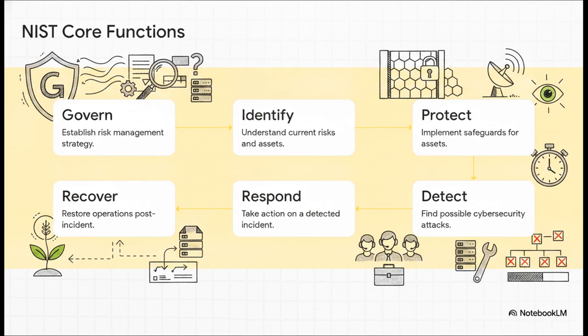It starts right in the center with govern, establishing your organization's overarching risk management strategy. Then we identify our current risks and assets. Next, we put safeguards in place to protect those assets and implement systems to detect anomalies and potential breaches. When an incident inevitably happens, we have to be ready to respond to contain the damage. And finally, we recover and restore normal operations. Mastering each of these 6 buckets is absolutely vital for your exam.